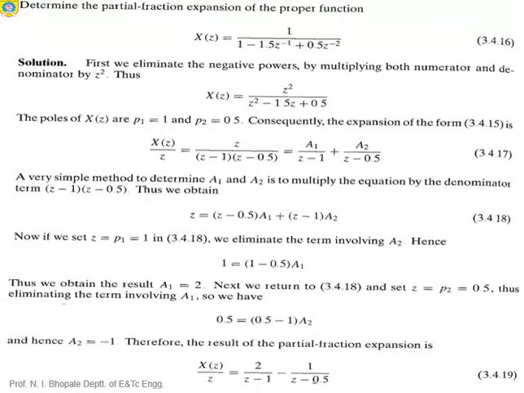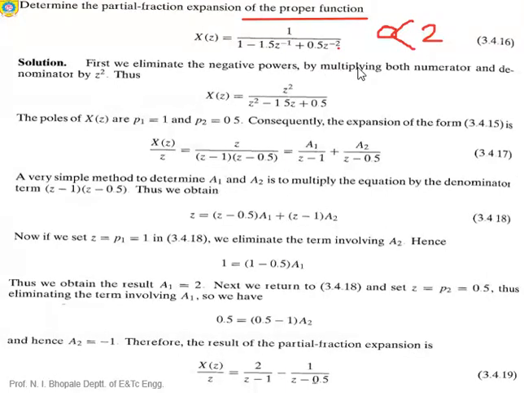When we say it is a proper function, it means the degree of the numerator is less than the degree of the denominator. For this particular X of z, the numerator has degree 0 and the denominator has degree 2. Obviously 0 is less than 2, so that is why it is called a proper function. Let's discuss this in detail for solving with respect to the partial fraction.